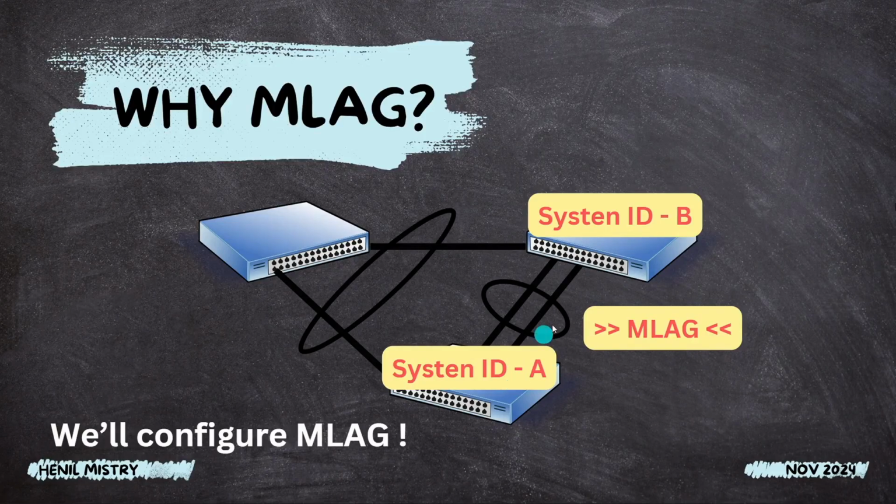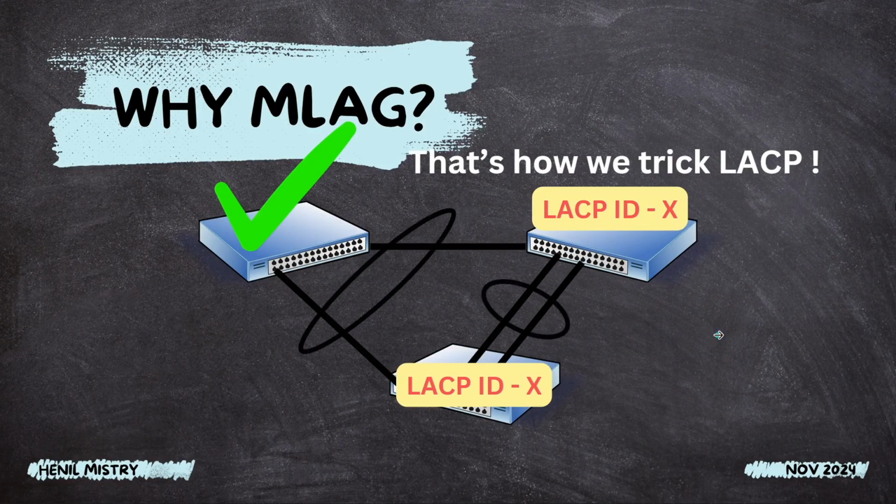So let's say we configure a port channel between these two switches, and these two switches have system ID A and system ID B, and after that we have configured the MLAG. Now they will not exchange the system ID, but they will choose one of these switches as primary, and they will exchange something called LSCP ID.